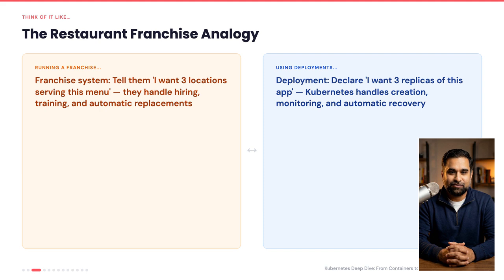A pod can die for many reasons. The node crashes, the container runs out of memory, Kubernetes needs to reschedule it somewhere else. When a pod dies, it's gone. It doesn't come back. Its IP address is released. Any data not stored in persistent storage disappears. This is why we almost never create pods directly.